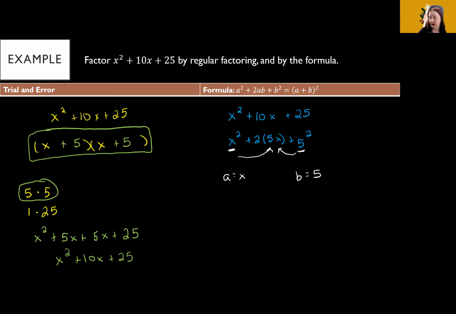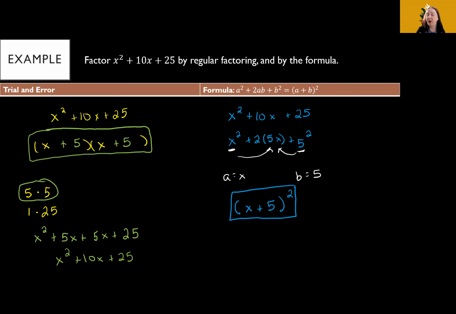So once you have identified it's in this form, then you just use the formula, which is a plus b squared. And it's a plus here because our middle term is plus. And so a is equal to X, so it's X plus, and then b is 5. So we get X plus 5 squared. And so this is the same answer as what we got from trial and error. It's just with trial and error, you end up having it written twice. And when you use the formula, you write it once, but you indicate that it's squared. So you get the same answer.